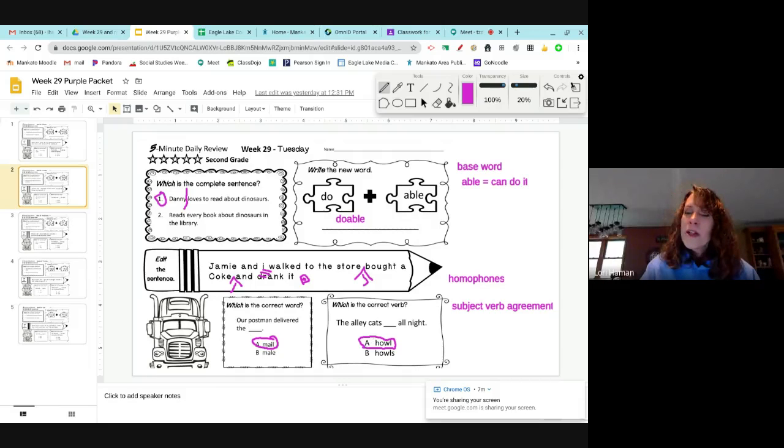It depends on how much you have in your subject. Is your subject a singular thing or a plural thing? So our subject today is the alley cats. And that's plural because cats has an S on it. I know you can't see that. I kind of blocked it out. But we have more than one cat here. That's a plural subject. So if you have a plural subject, your present tense verb does not get an S.